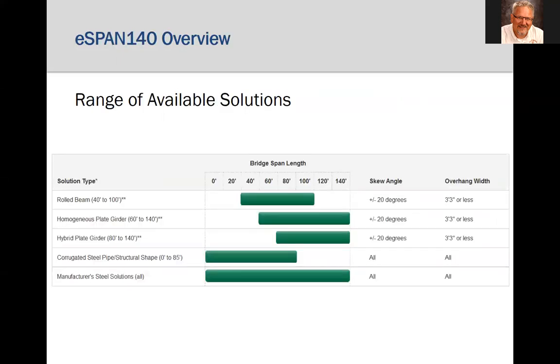The solutions book will provide rolled beam and/or plate girder designs according to this table. For instance, if your span is 40 feet, you will get a rolled beam solution. If the span is 100 feet, you will get a rolled beam solution, a homogeneous plate girder solution, and a hybrid plate girder solution. If they're in the right spans, you will also get corrugated steel pipe and manufacturer solutions, but we are not discussing those in this lecture.